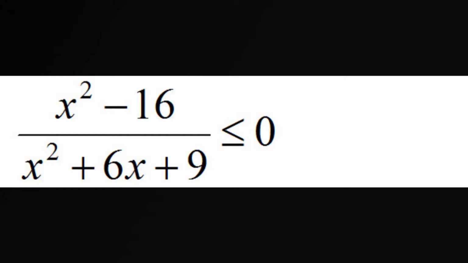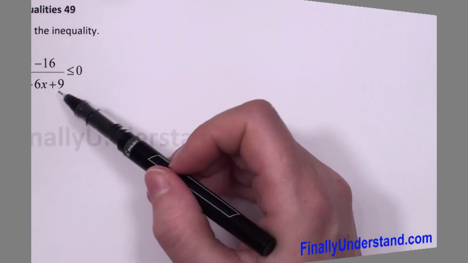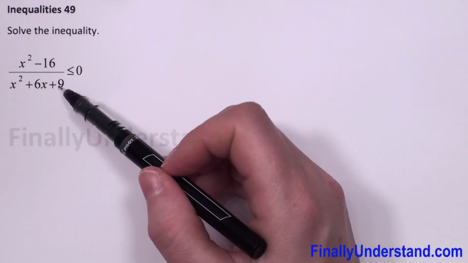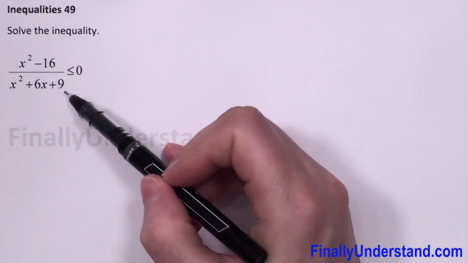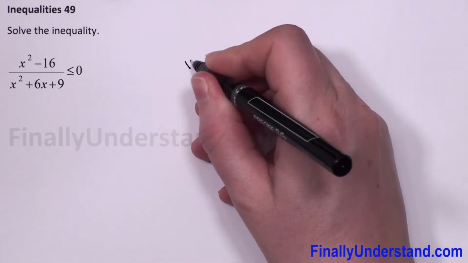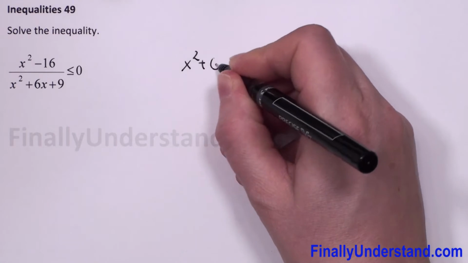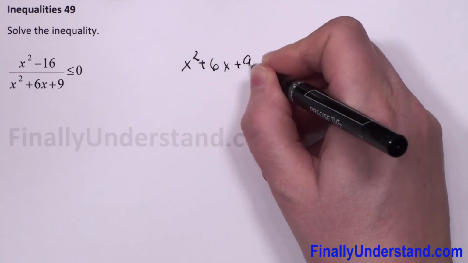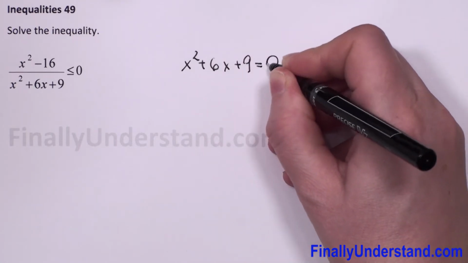Let's see our next inequality. We have a rational inequality. It means first we have to find the domain. So we have to check when this denominator will be 0. Let me copy the denominator. It will be x squared plus 6x plus 9 equal 0.